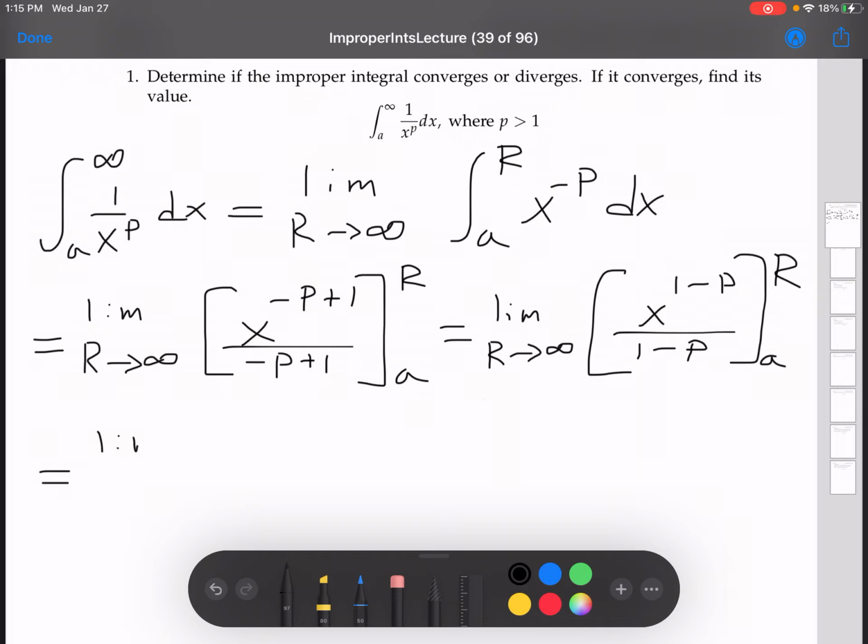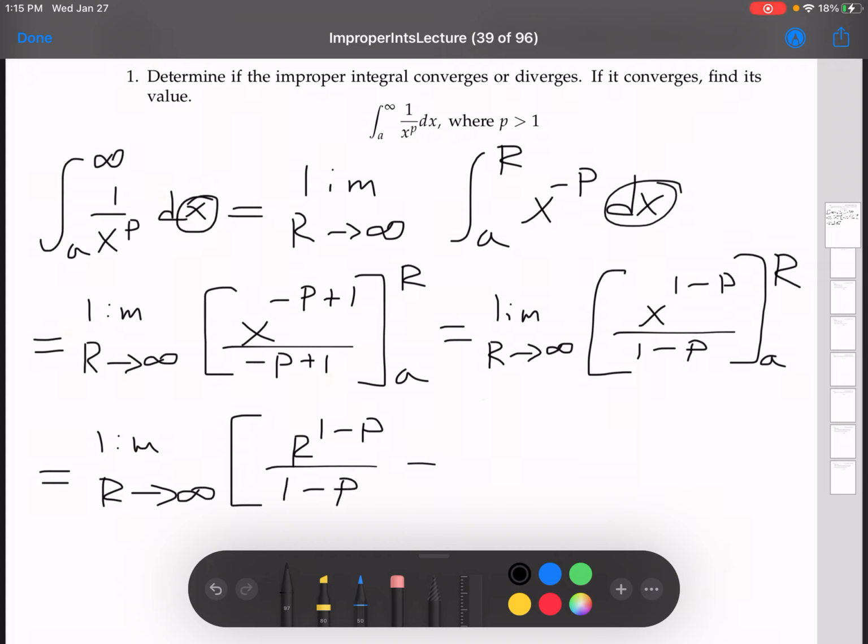This is the limit as r approaches infinity. Now I'll evaluate it. Remember that we're doing all of this with respect to x. That's this dx here. So the x is what we put the bounds a and r into. So we have r to the 1 minus p over 1 minus p, minus a to the 1 minus p over 1 minus p. All right, so we have that.